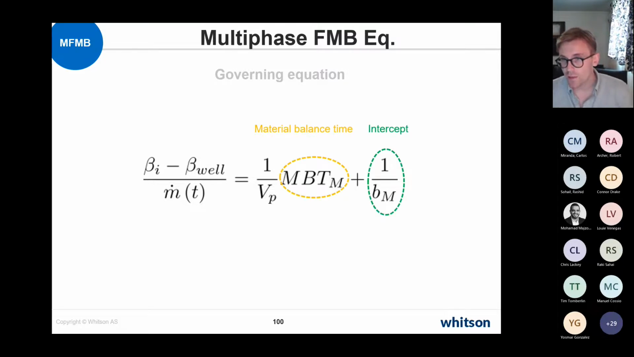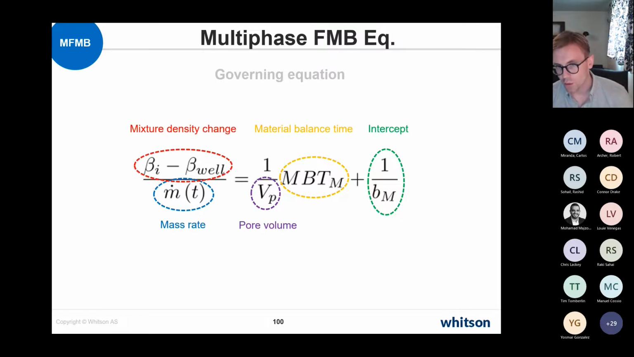This is an intercept. This is just material balance time. This is your pore volume. This is the total mass rate. That's just like oil, gas, and water, the mass of that produced from a well added together. And this is something called mixture density change. So that's just the density of that entire mixture. So you just take the volume of oil, gas, and water divided by the mass, or the other way around.